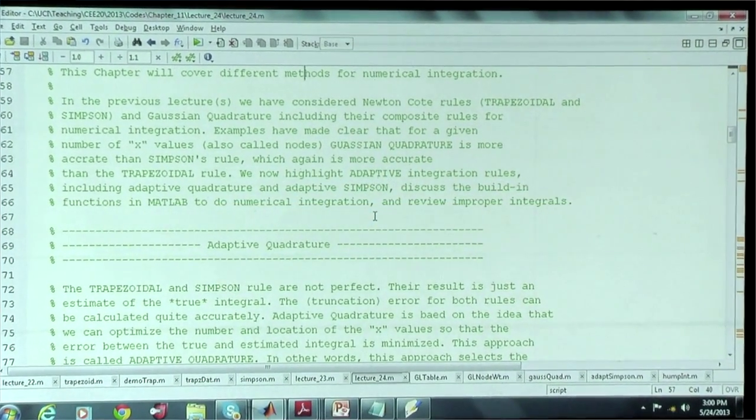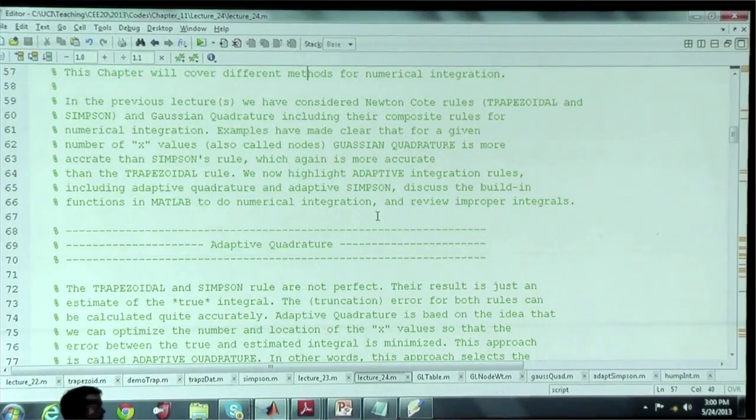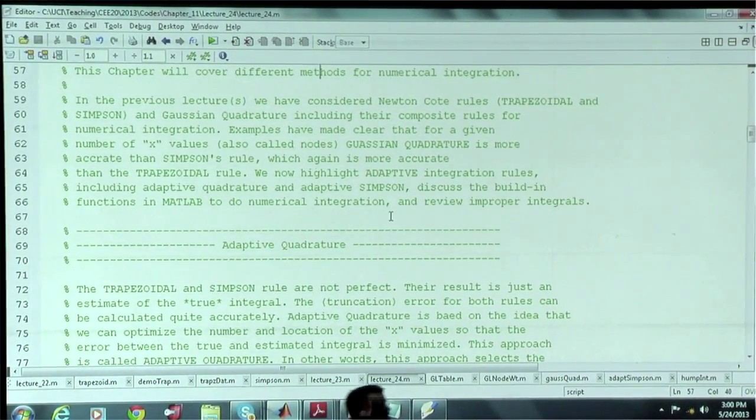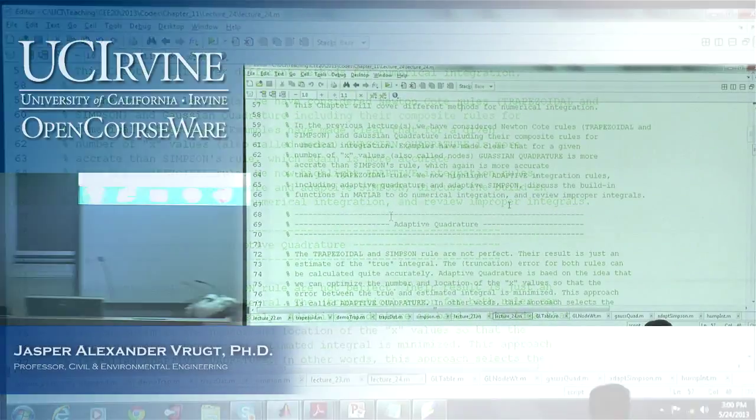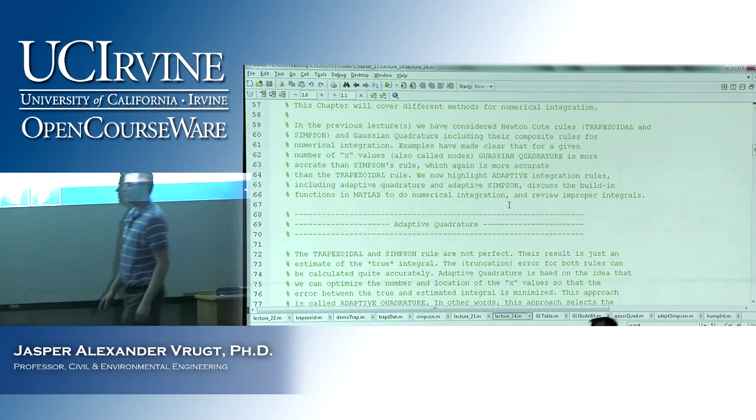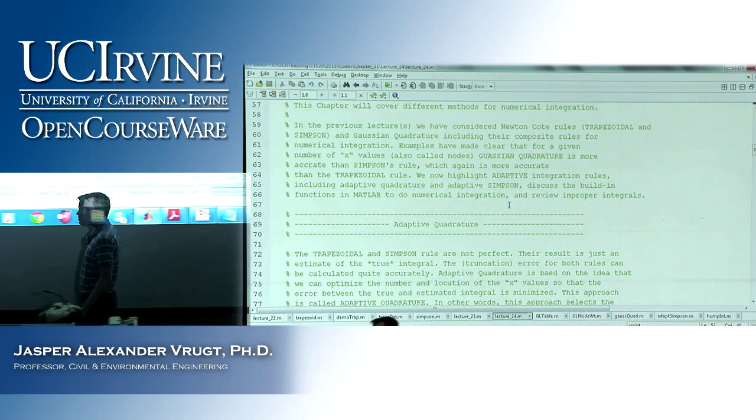So we'll start today with the last part of chapter 11. After this there's one last chapter that's about partial differential equations and how to numerically solve them.